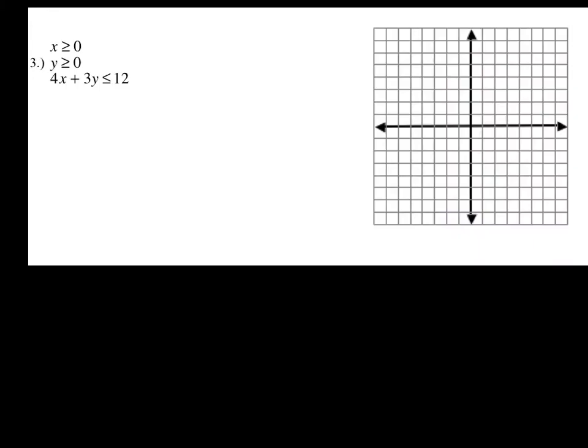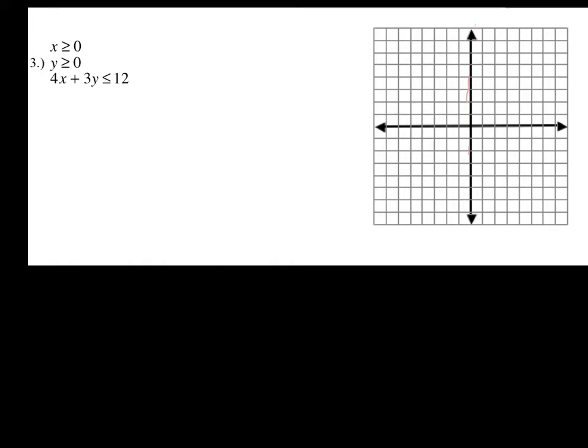In this next example, I have 3 lines. The top equation is already ready to graph. It says x is greater than or equal to 0. Well, x equals 0 on the y-axis. So that's actually just this line here.